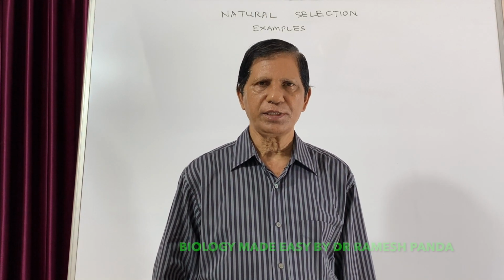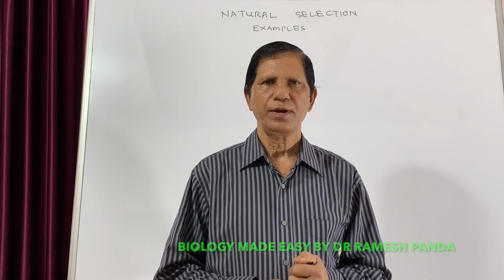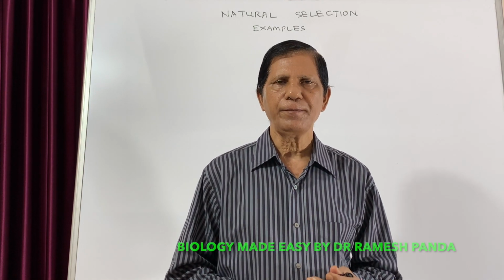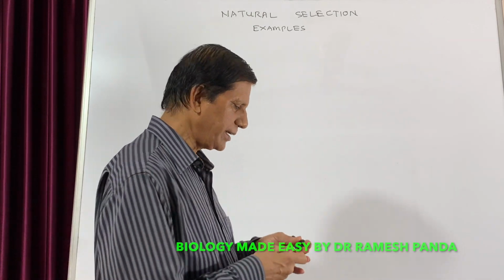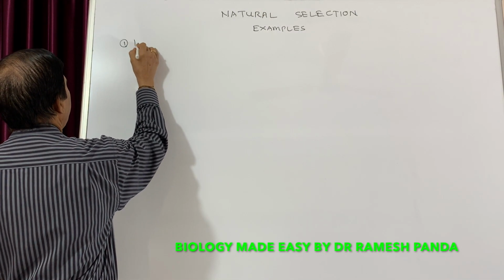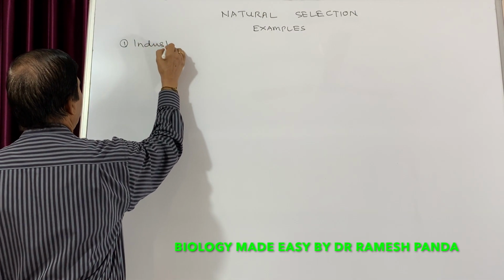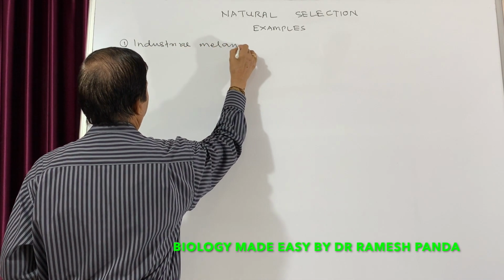Today in this video we'll discuss the different examples of natural selection. So let us start one by one. The first is industrial melanism.